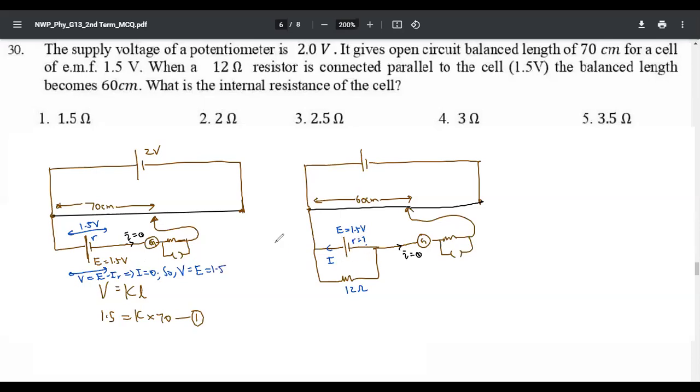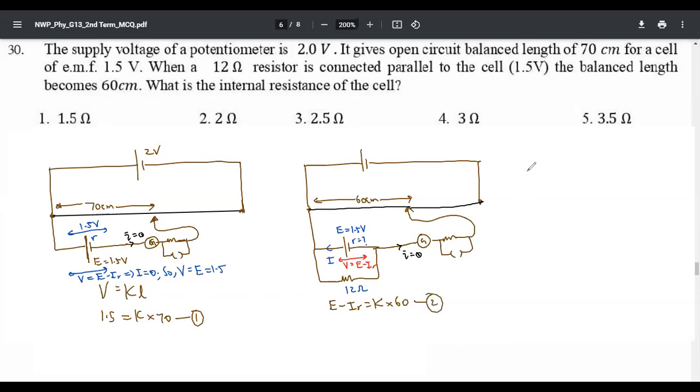But here it's not the case. The potential drop across the battery now is going to be how much? V is equal to E minus IR. So here if you write the same equation, you will get E minus IR equal to K times the length, 60. The voltage created is equal to the potential drop per unit length multiplied by length. The potential drop per unit length will not change. This is the second equation.